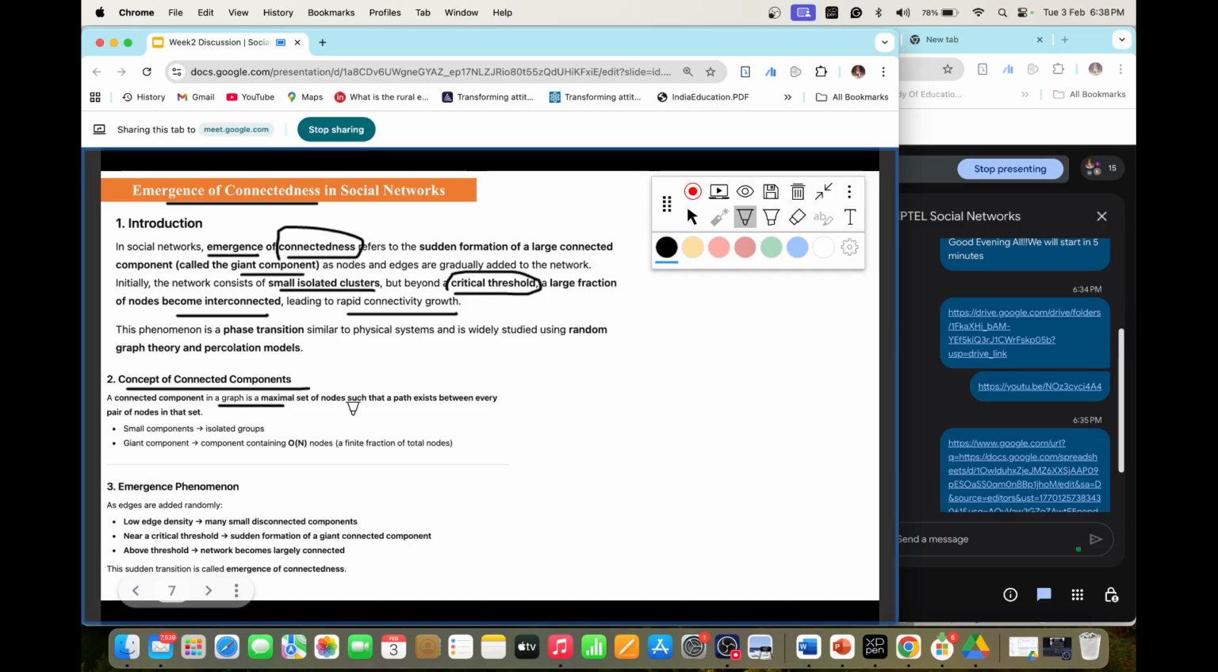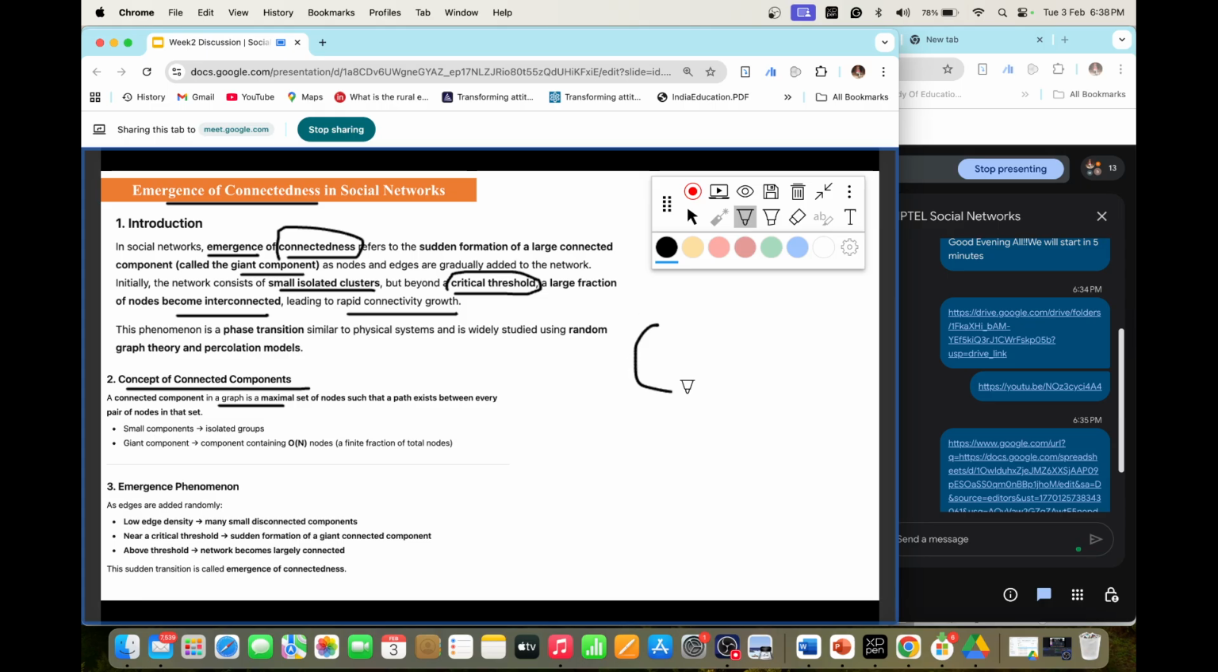A connected component in a graph is a maximal set of nodes such that a path exists between every pair of nodes in that set. Okay, so that is a connected component, a connected graph, right? That we have discussed. There are two types of graph: unconnected graph and connected graph. Though there are more possibilities of a connected graph.